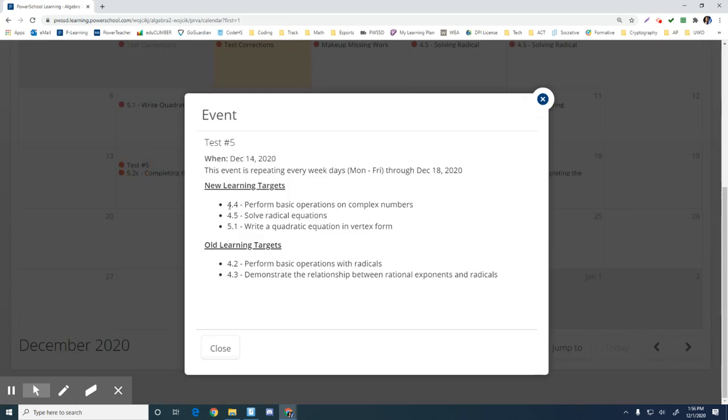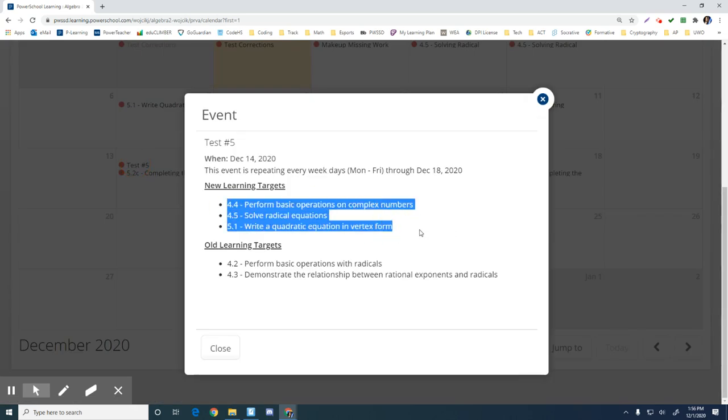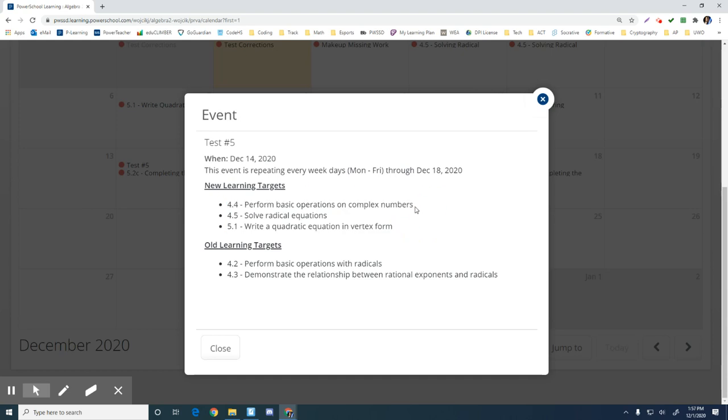It's posted here. We have 3 new learning targets. First off, the complex numbers. This is the stuff with i. Remember that imaginary number i, and i squared equals -1. Shouldn't be that tricky. All right. Solving radical equations, that's today's lesson, so that's what we're going to practice right now. And then this first target, writing quadratic equations in vertex form, which we're going to learn next week.